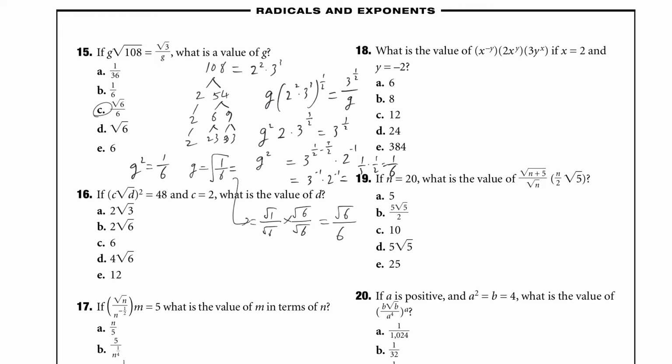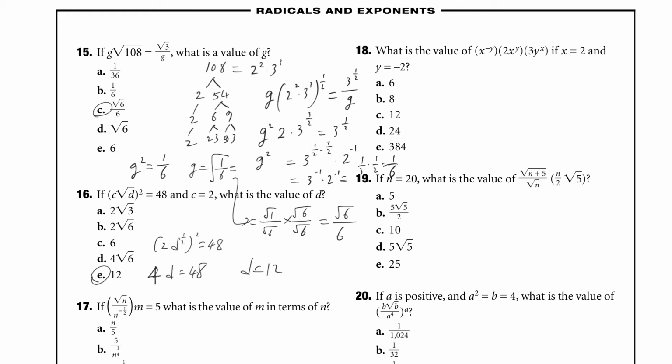So that question was a little more complicated, but still doable. Question number 16. C times square root of d to the power of 2 is 48. If c is equal to 2, what is the value of d? Okay, let's plug it in. So c is 2. Square root of d is d to the 1/2, all to the power of 2 is 48. Well, 2 squared is 4. d to the power of 1/2 to the power of 2 is just d. What is d? d is 12.